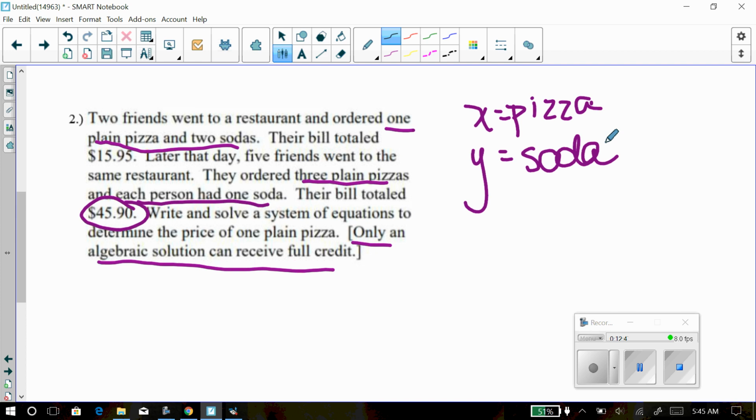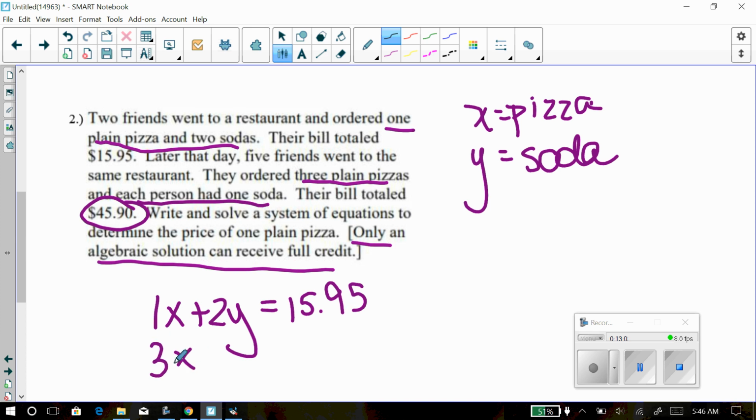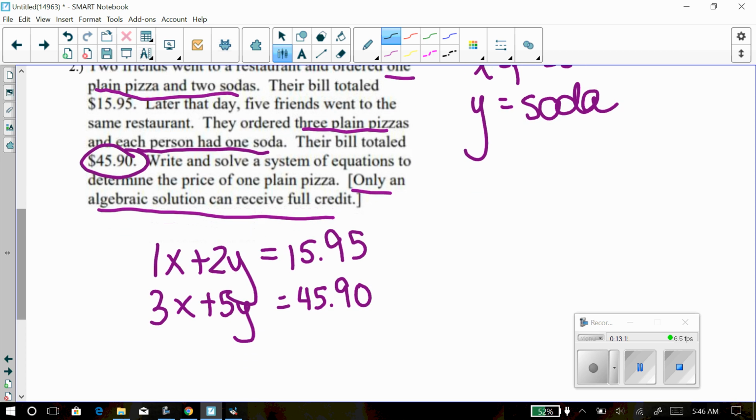So here we go, our first equation. They go to the restaurant and they get 1 plain pizza, 2 sodas, and their bill is $15.95. Later that day, 5 friends went to the same restaurant. They ordered 3 pizzas, and each person had a soda, and there's 5 of them, so they got 5 sodas. Their bill was $45.90. So now what you want to do is you're like, oh my gosh, I forgot to do this algebraically. I don't know what to do.